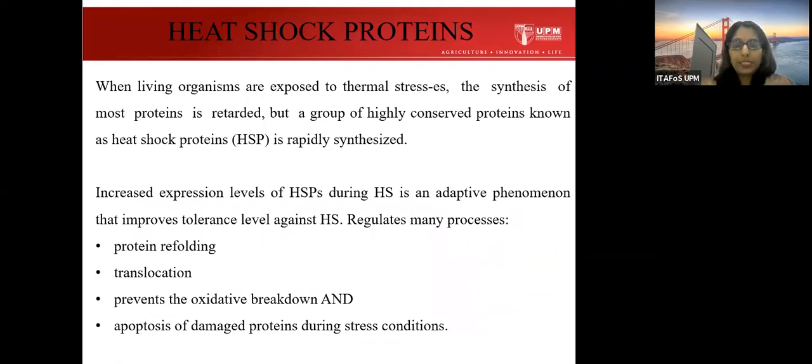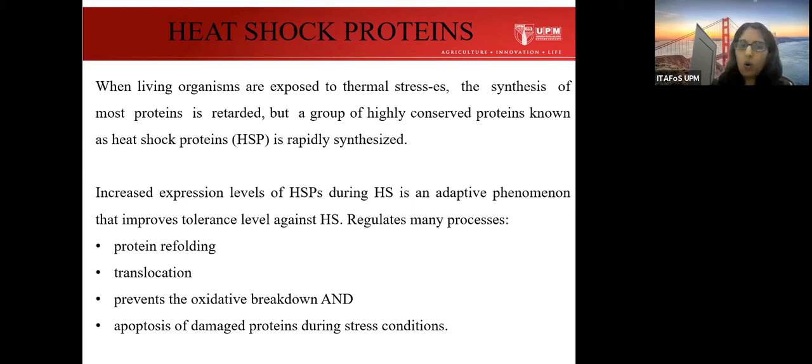Now, let me explain what heat shock protein is. When a living organism is exposed to thermal stress, or any other stress like environmental or chemical, the synthesis of most proteins is retarded, but a group of highly conserved proteins called heat shock proteins is rapidly synthesized. Heat shock proteins are expressed in many tissues and mainly respond to stresses, including heat, chemical, and physiological stress. The induction of HSP is an essential endogenous protection mechanism. The upregulation of this molecule enhances cell stability and develops thermotolerance during heat stress conditions.